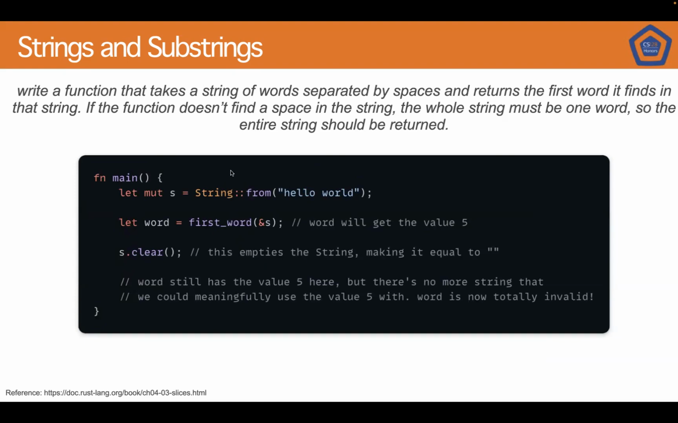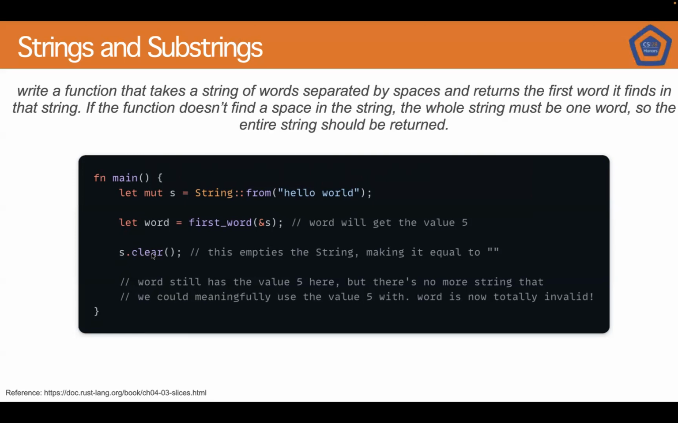For example, consider this program. This program will compile without any errors and would also do so if we called word after s.clear. But because word isn't connected to the state of s at all, word would still contain the value 5 even after we've cleared s. And if we try to use that value with the variable s to try and extract the first word out, we would receive a bug because the contents of s has changed since we saved 5 in word.